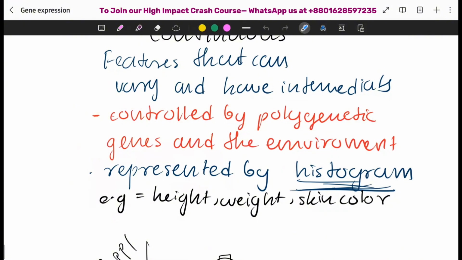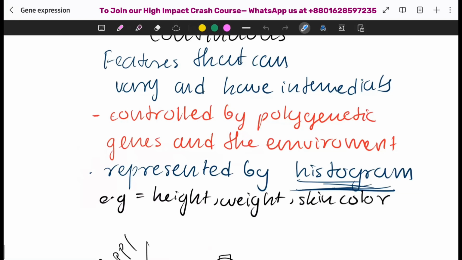Like in Bangladesh, when it's hot summer, that causes a lot of people to have darker skin. So basically there are lots of environmental factors, and there are polygenetic genes, of course. Like let's say the mother is very, very short and the father is very, very tall, the offspring might be in between both. So that's how polygenetic genes work.